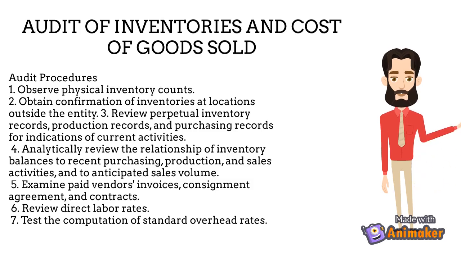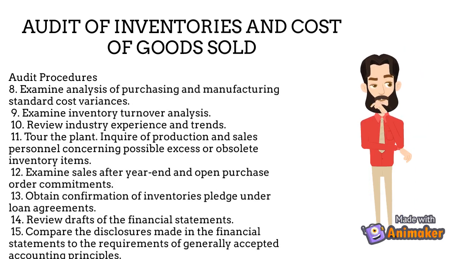4. Analytically review the relationship of inventory balances to recent purchasing, production, and sales activities, and to anticipated sales volume. 5. Examine paid vendors' invoices, consignment agreements, and contracts. 6. Review direct labor rates. 7. Test the computation of standard overhead rates. 8. Examine analysis of purchasing and manufacturing standard cost variances.